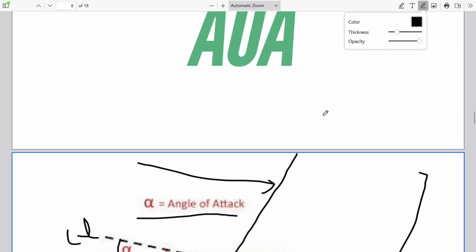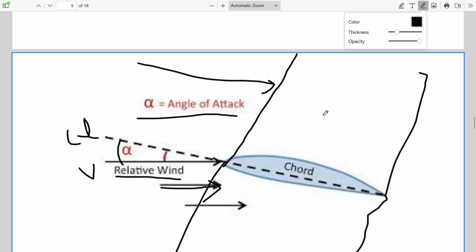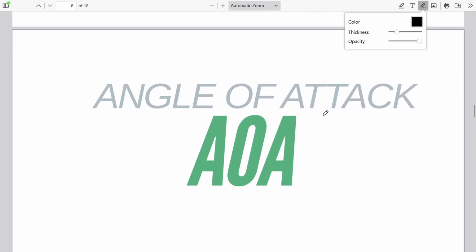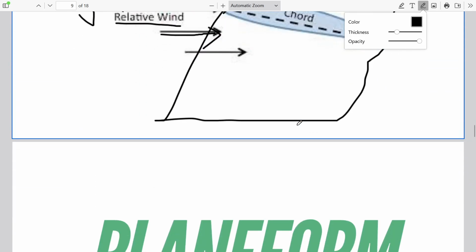In future videos, we will try to understand how crucial angle of attack can be and how it affects a lot of terms. We will come to understand how important angle of attack is to analyze a wing and an airfoil.